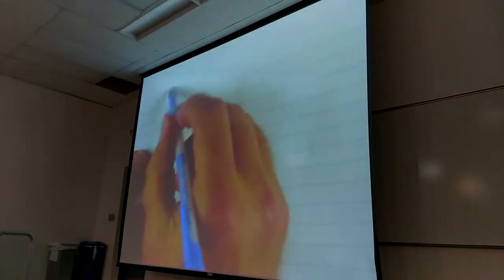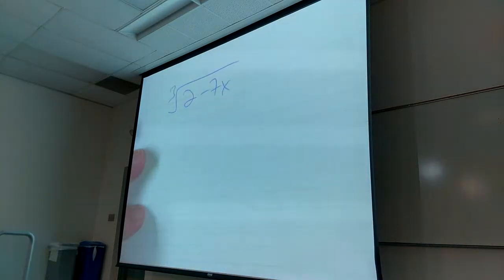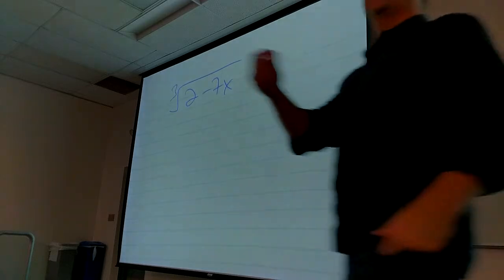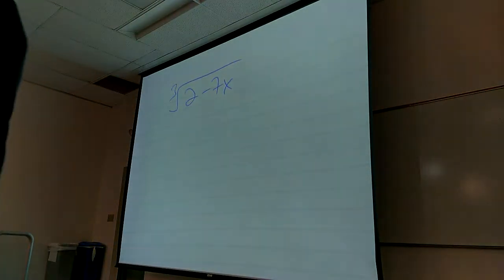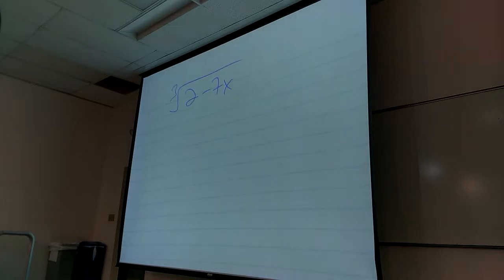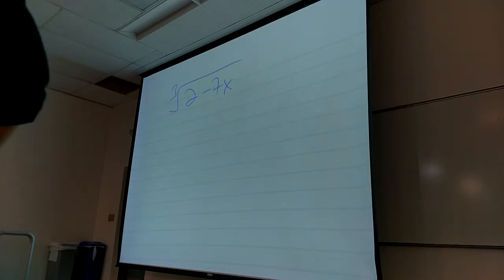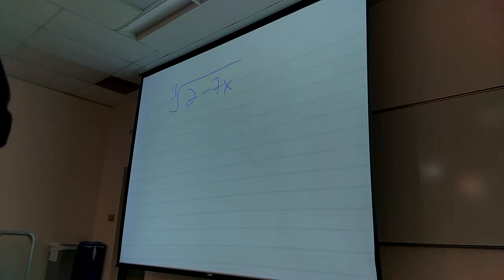Okay, so let's do a cube root of 2 minus 7x. So what is it about cube roots? What can they not handle? What has to be true? Is there anything they can't handle? Can I put a positive number inside of a cube root? Yes, we've done it. Can I put a negative number inside a cube root and get an answer? Right? I could do both. And can I do the cube root of 0? Yes, it's 0.